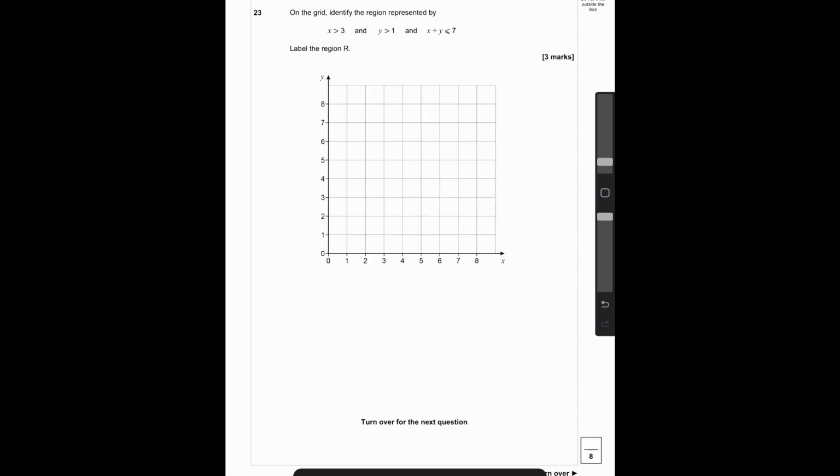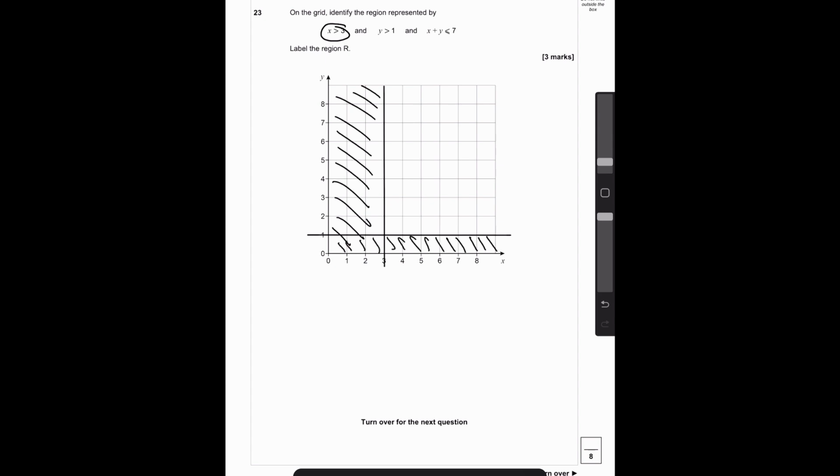Question 23 is a region question. Let's graph x is more than 3. When we draw an x equals line, our line will be vertical. We're going to plot that as x equals 3. We want anything that is more than 3, so we're going to cross out any value that is less than 3. Now we're going to do the same for y is more than 1. These are going to be horizontal and cross out anything that is less than 1.